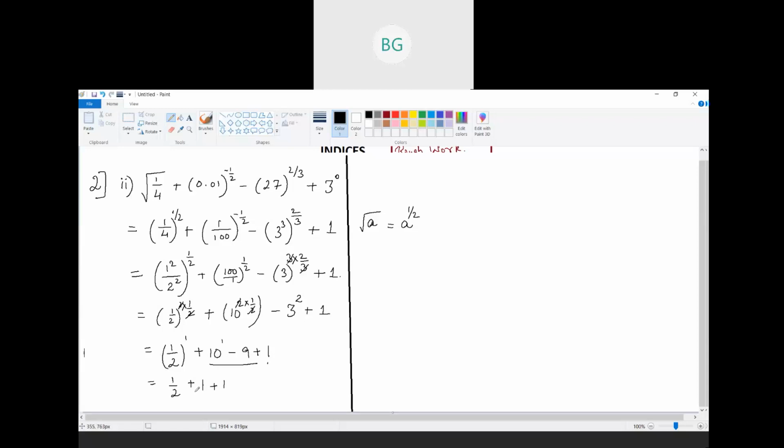Now what we have to do is we have to add these 3. So 1 plus 1 is 2. 2 plus half will give you. So it becomes 2 plus half. So that will be 5 by 2. So the answer is 5 by 2. Getting it? Yes, 2.5 also you can write it as.